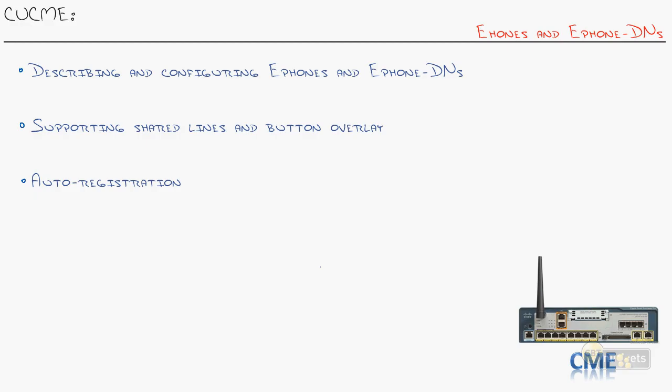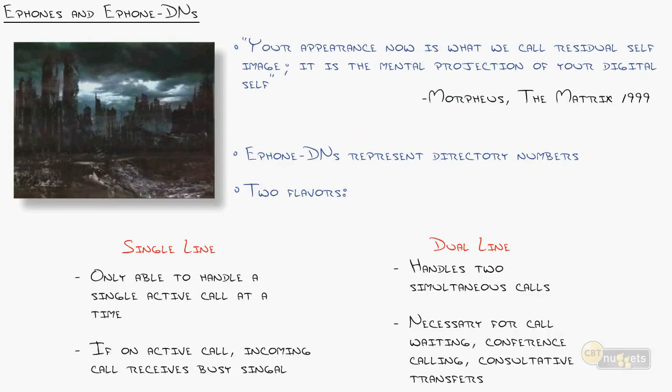Now, if you've taken any series with me at all at CBT Nuggets, you know I have to use a Matrix analogy at least once, and here it is. There's a scene in the Matrix where Morpheus is sitting with Neo trying to describe what the Matrix is, and he uses this line, as they're in what they call the construct, this big white area where they load weapons and all this kind of stuff. Morpheus looks at Neo and he says, your appearance, well, hang on, I have to try the voice. Your appearance is now what we call residual self-image. It is the mental projection of your digital self.